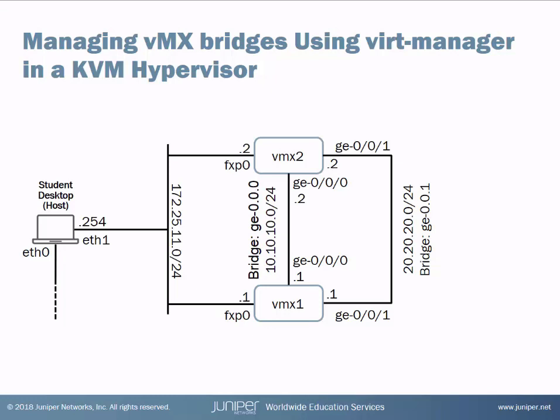The vMXs have already been pre-configured with the appropriate Junos configuration. So we will just be creating the bridges and putting the interfaces in those bridges during this Learning Byte. Let's go ahead and move to the host device and begin configuring.